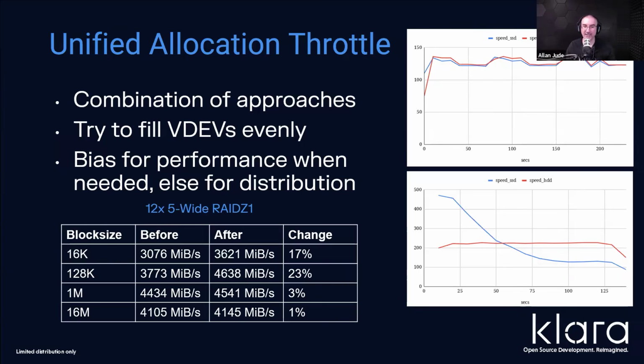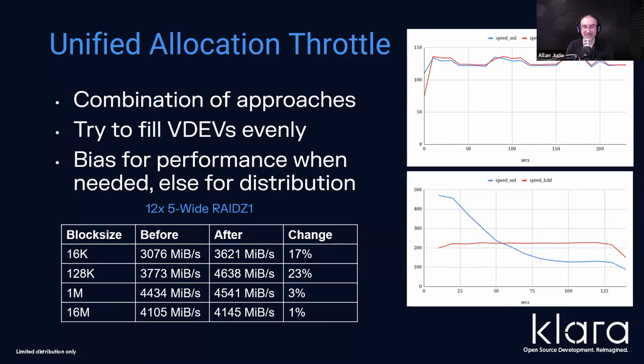And because of the way this works, it's actually improved the performance even if you don't have any SSDs. So in this example where they had 12 5-wide RAID Z1 VDEVs in a pool, before this unified allocation throttle, you could get about 3 gigabytes a second of 16K blocks, but now you can get 3.6 gigabytes a second. So a 17% improvement. And if you're using the default 128K record size, you can even get as much as a 23% improvement. So this is quite a big change.